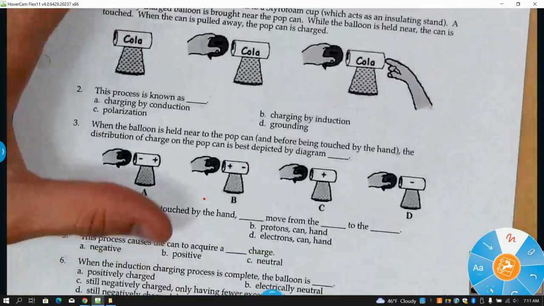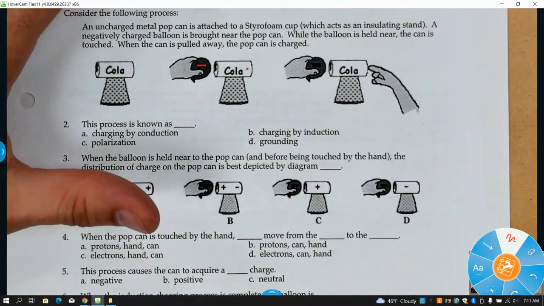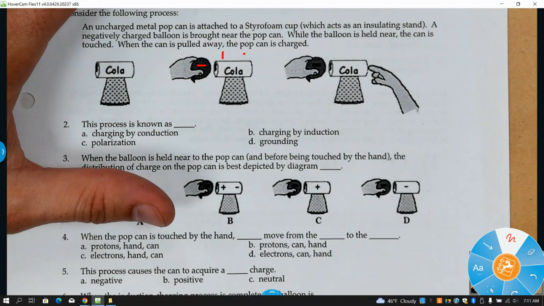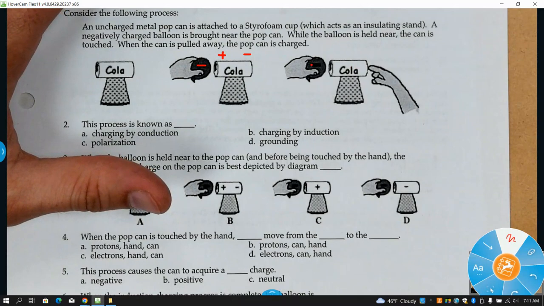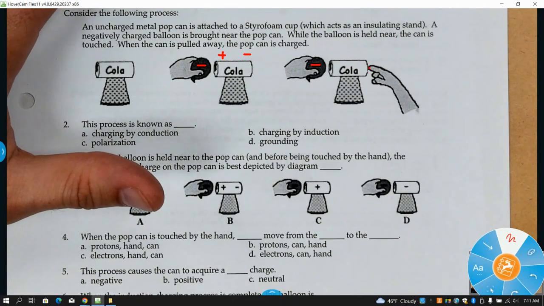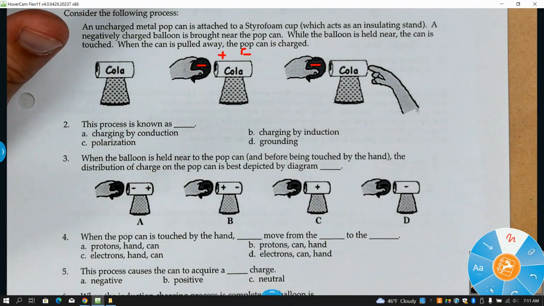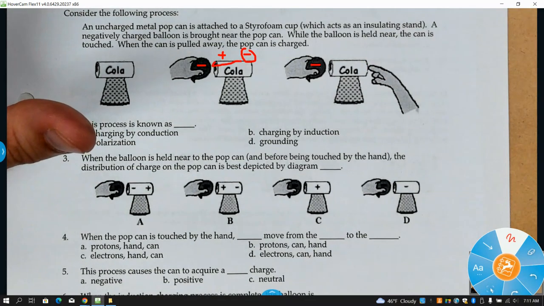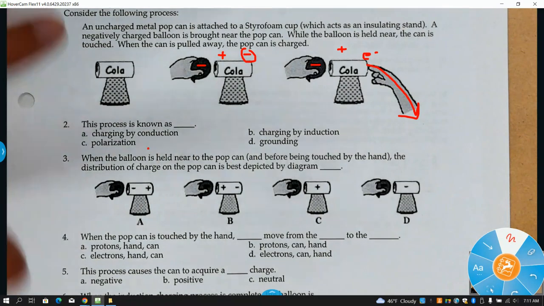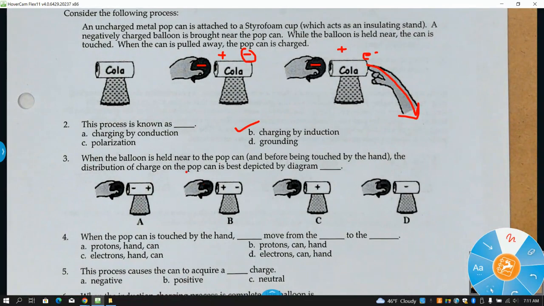Kind of looking at this, you have a negatively charged object here. What's going to happen? The negatives in this neutral can want to go to that side, leaving this side positively charged. Again, negative. You provide a path from here to the ground. These negatives want to get as far away from this negatively charged balloon as they possibly can. So when you make a grounding contact, some of the electrons are going to get farther away, and that's going to leave the can overall very positively charged at the end. This is known as charging by induction.